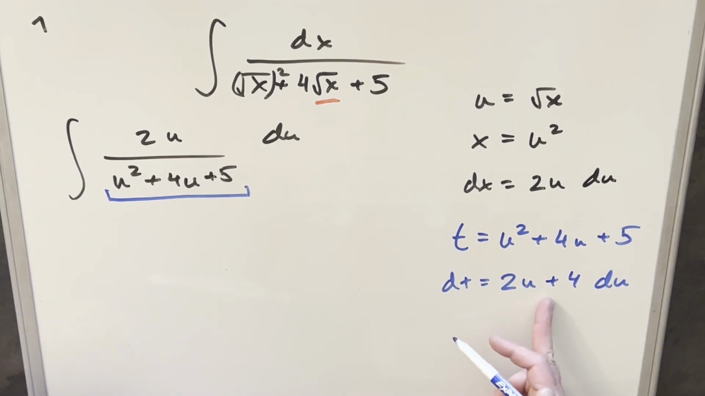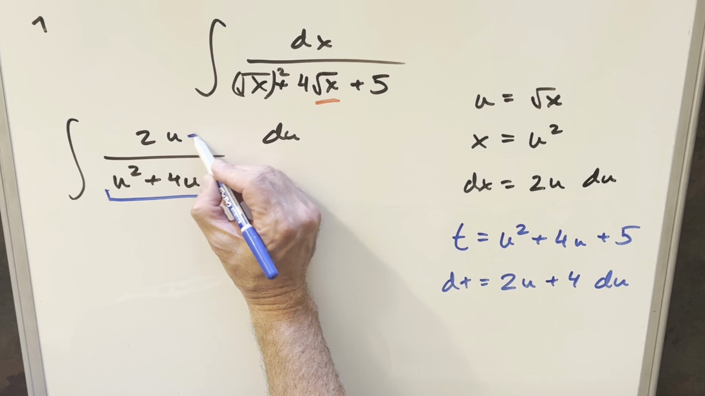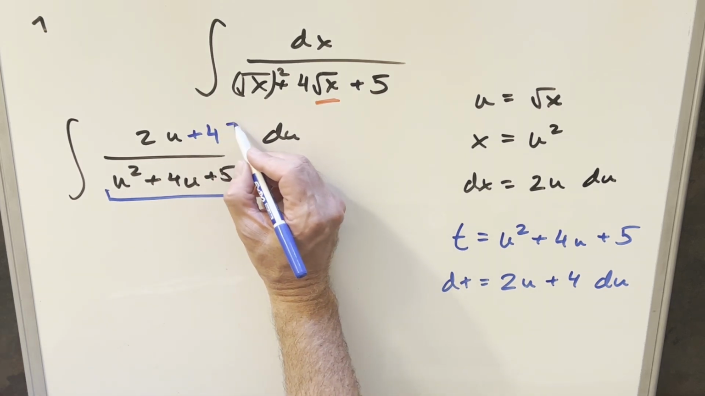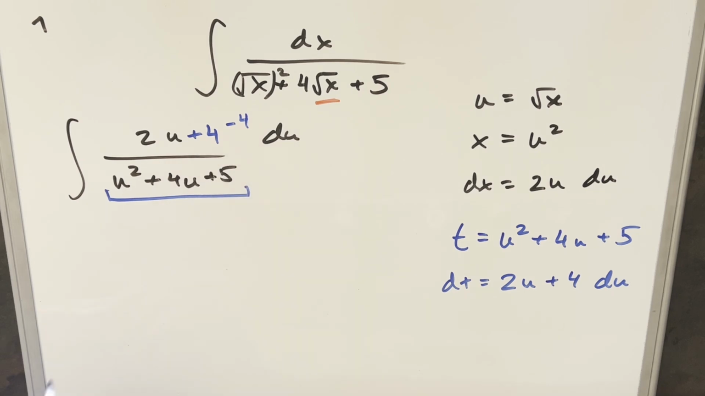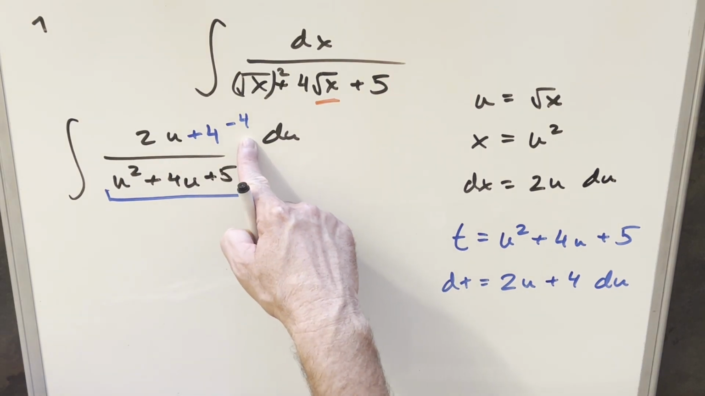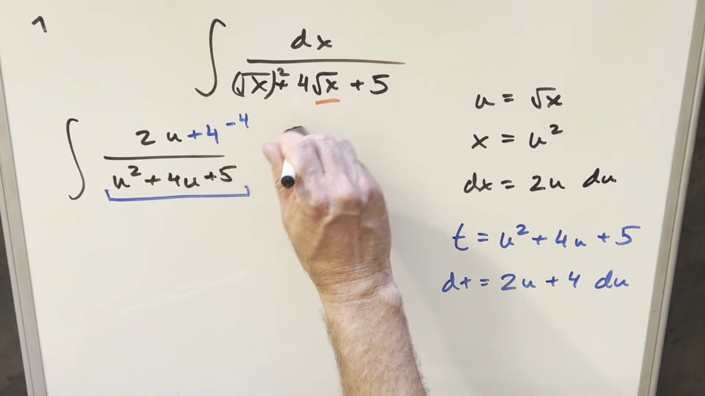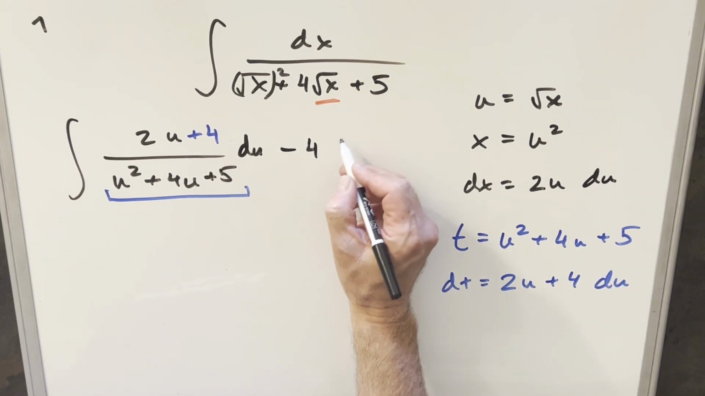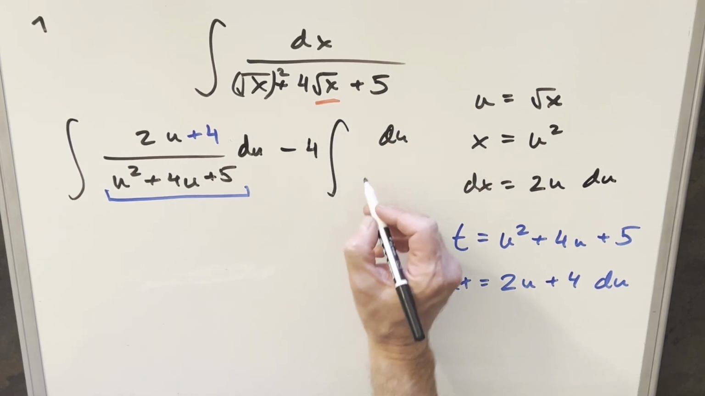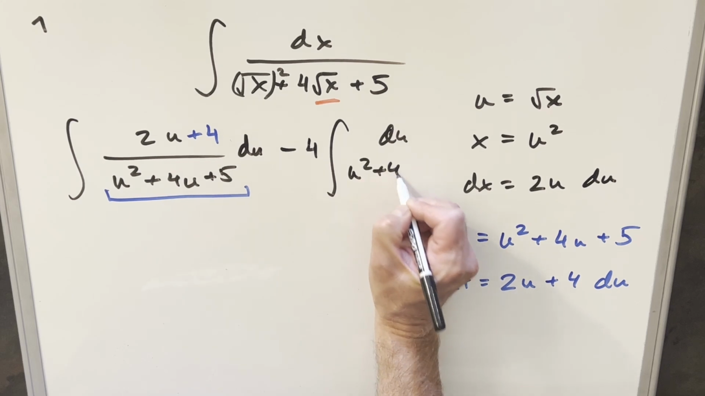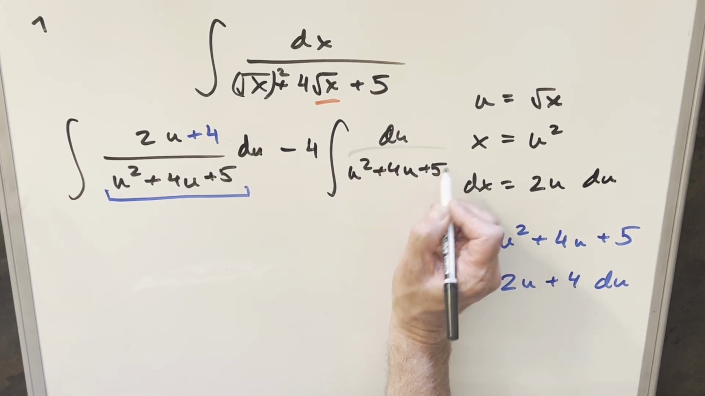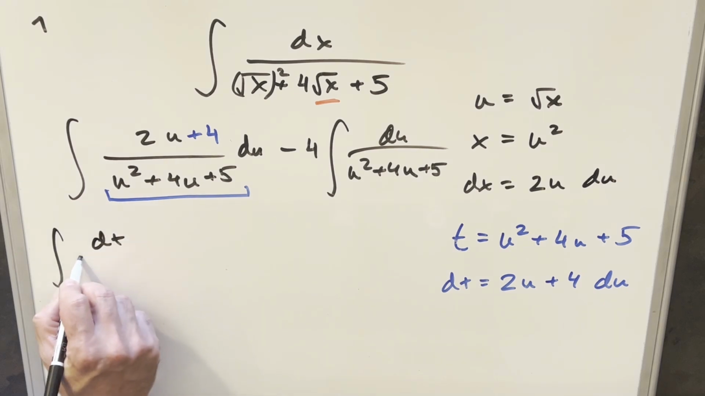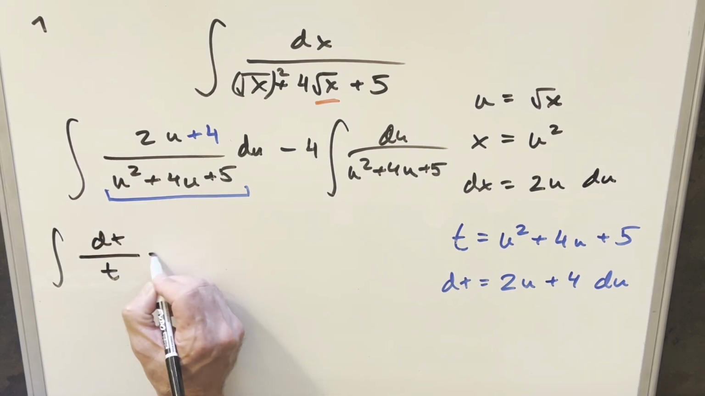So in order to set this up, let's get our dt into the numerator. So I can just add a plus 4 here. But of course I don't want to change it, so let's subtract off a 4 as well. So we're just adding 0. But what I actually want to do with this is use it to create a second integral. So over here, I'll bring a minus 4 out front, and we'll just have the same denominator here, u squared plus 4u plus 5. But then substituting over here, this is just going to become really simple. This is going to become just dt over t.